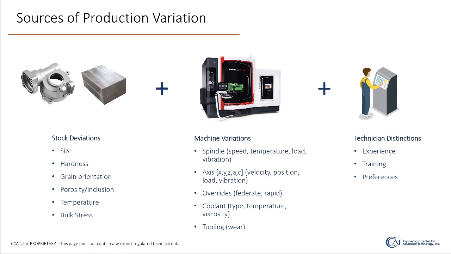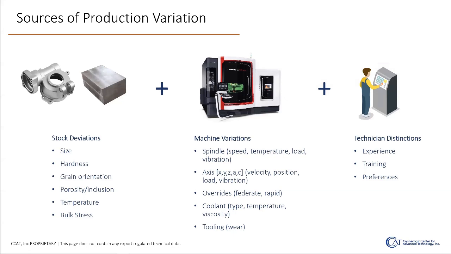The hardness of the material: can you quickly get a hardness measurement? Grain orientation, which is more relevant for sheet metal bending. Porosity and inclusions, if you have castings, or maybe not forgings, but castings more so. The temperature of the stock material, and any bulk stresses within the stock material, which are a big contributing factor to overall warping of the part once it's unfixtured off the machine. Any way that you can get a digital signal on the stock deviation, you want to construct a digital twin of the stock material.